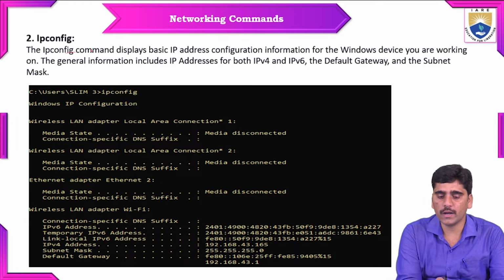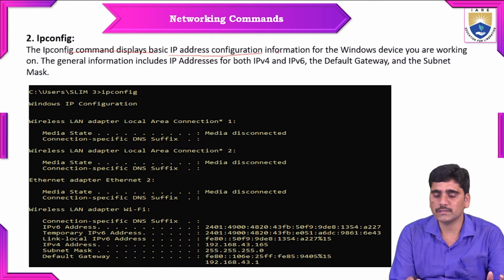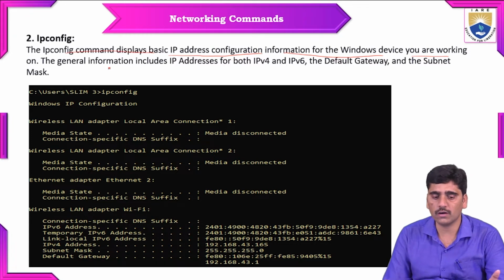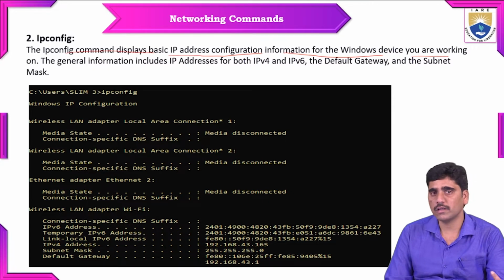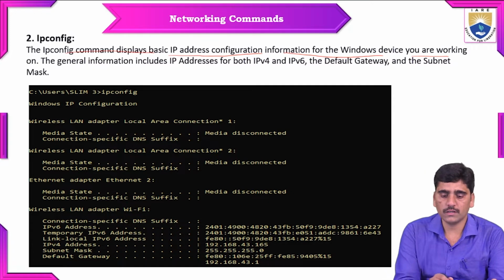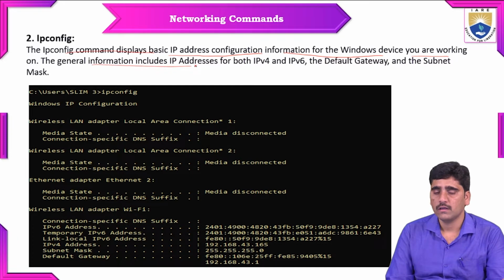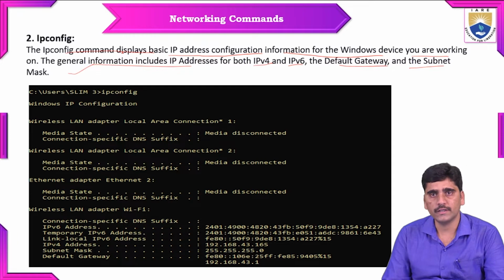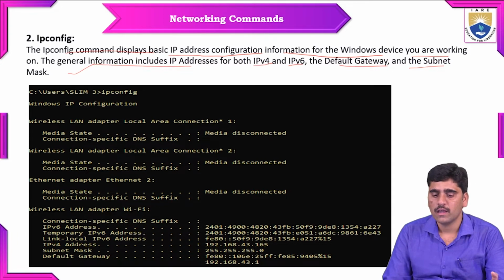The ipconfig command displays basic IP address configuration information for the Windows device you are working on. In whichever system you are working, to find the IP address of that particular host, it displays all the IP addresses of the system. The general information includes IPv4 and IPv6 addresses, and the default gateway and the subnet mask will be displayed.